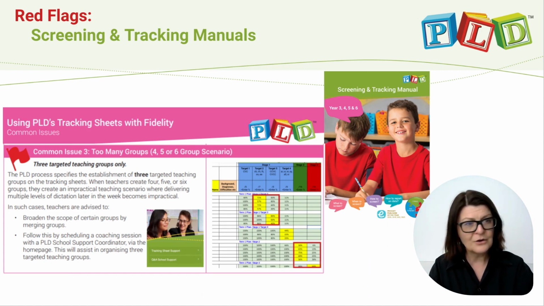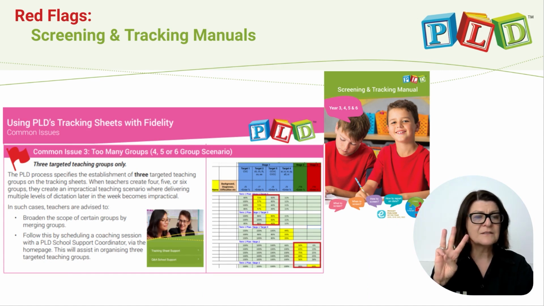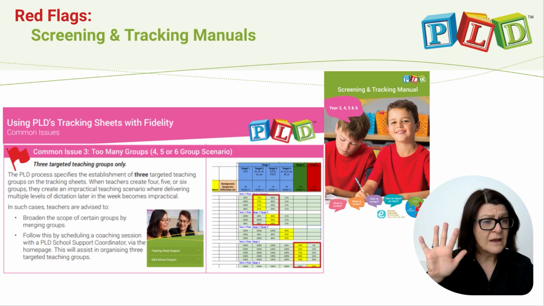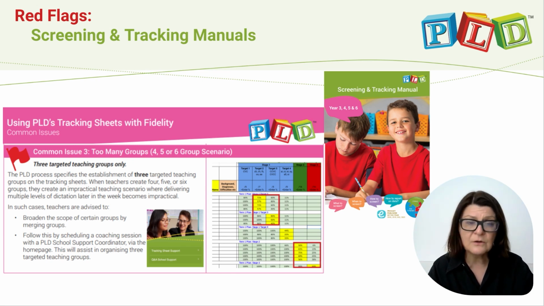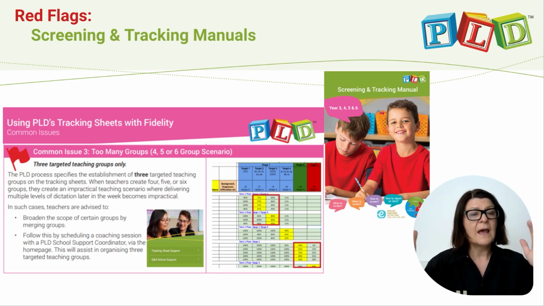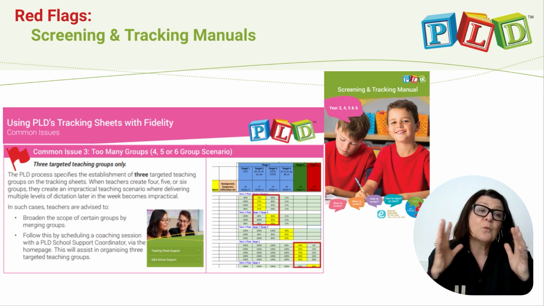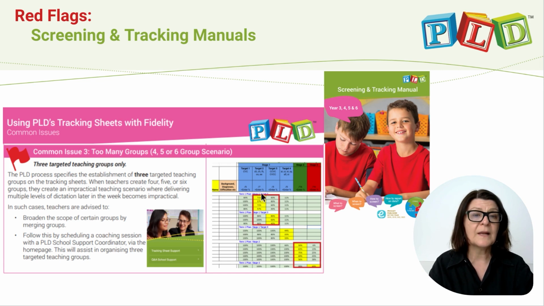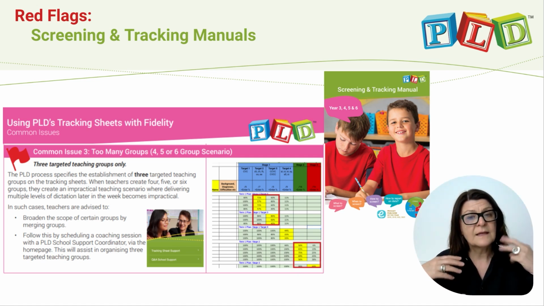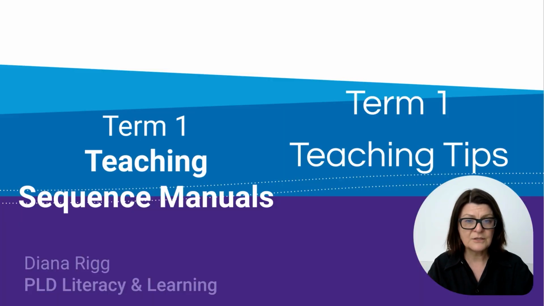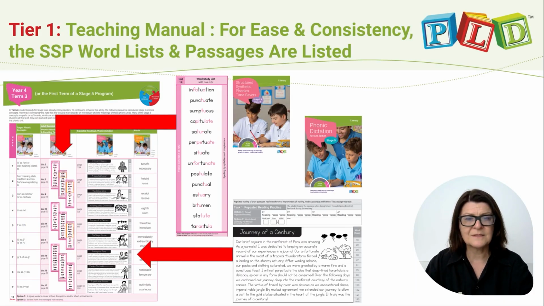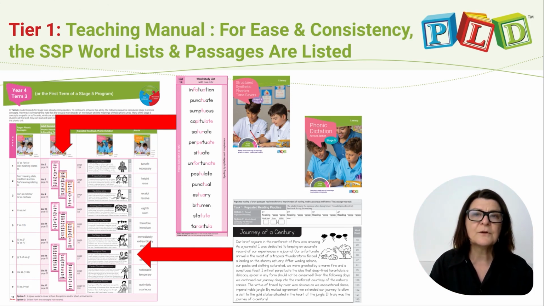Finished, here we go. No, because PLD says 3 targeted teaching groups, 1, 2, 3, 4, 5. This teacher says, is communicating, I've got 5 groups. No, that's not possible. Reflect on that. And a number of those groups, we're going to have to widen the focus so that it's a combination target 2, target 3, and a stage 2, stage 3, and a straight target 4, so that there are only 3 targeted teaching groups.